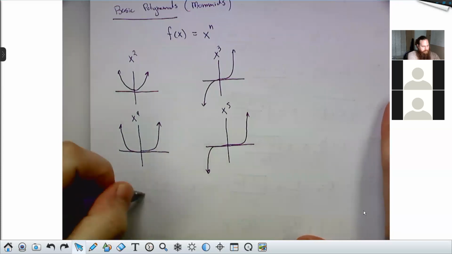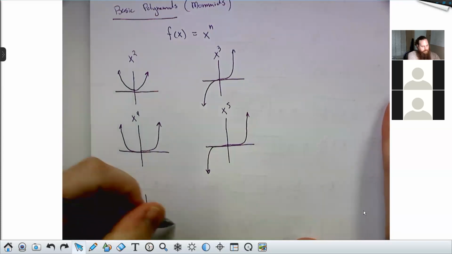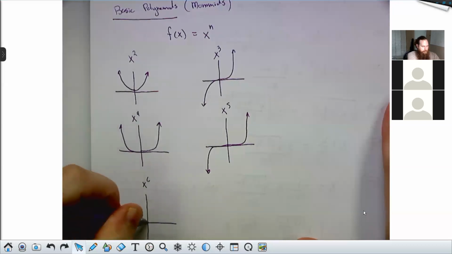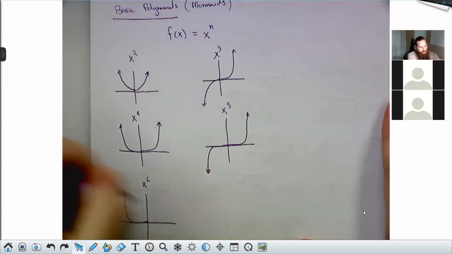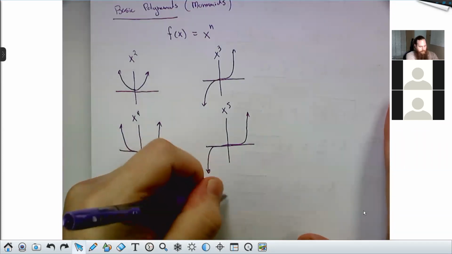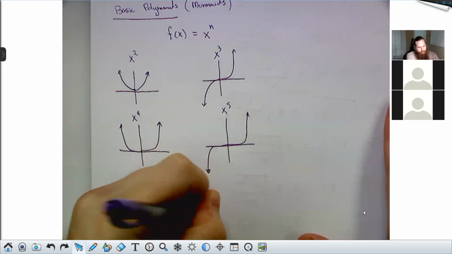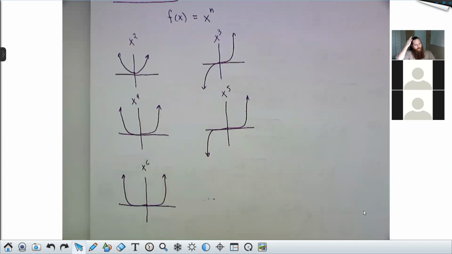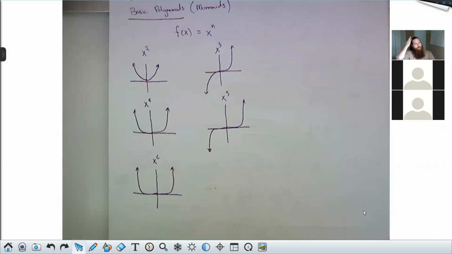X to the 6 is a flatter still version of x squared, and x to the 7, and so on, right? All higher order or all more complicated polynomials are built out of pieces that look like these.